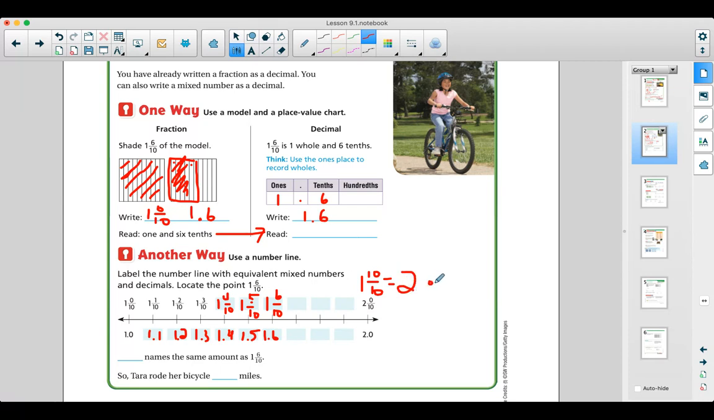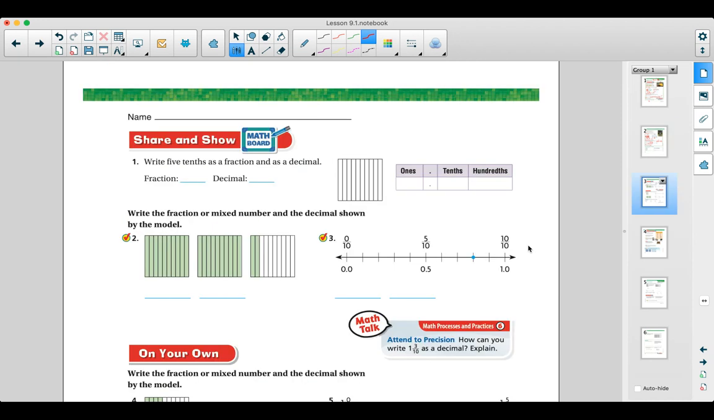Or 2 0/10, which you don't have to write. You don't have to write 0/10. There's no tenths in that, so you can leave it just as 2. Okay? So, what names the same amount as 1 6/10? 1.6. So Tara rode her bicycle 1.6 miles. Okay, easy enough.